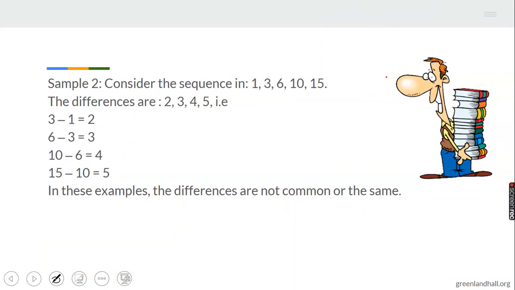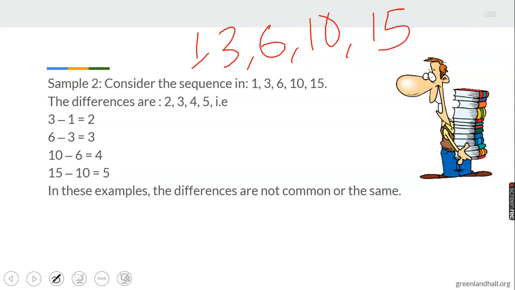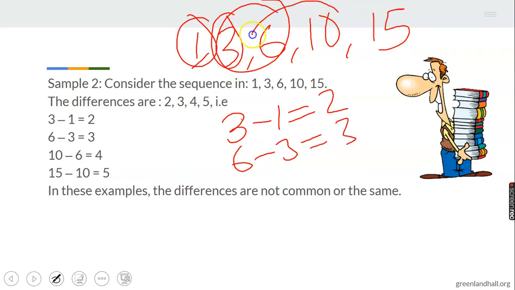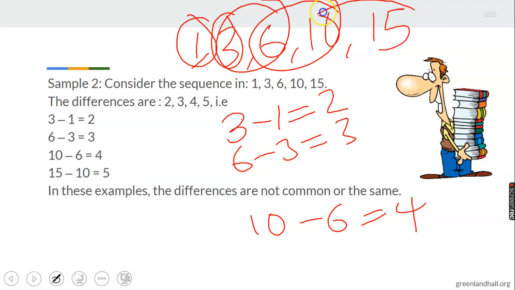Let's consider example 2. Consider the sequence 1, 3, 6, 10, and 15. The same way we did the first one. Do you remember? My second term will subtract this guy the same way. So 3 minus 1 will give me 2. 6 now will take away 3. 6 minus 3 should give me a 3. Now 10 minus 6 should give me a 4. 15 minus 10 should give me a 5.